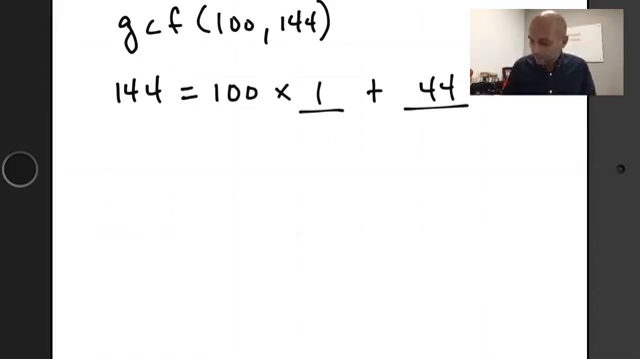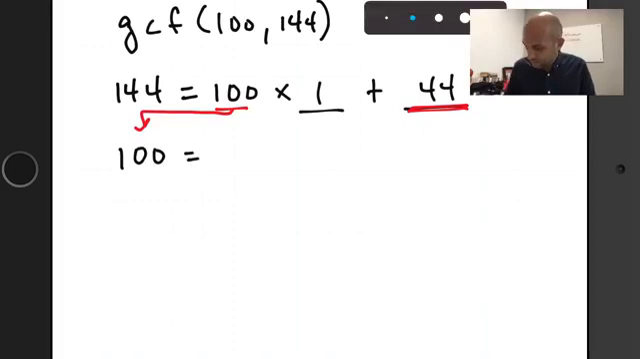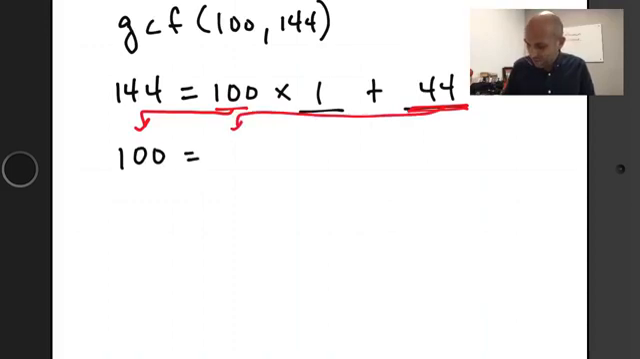Remember in this process that these two numbers are really important as I go through this. So I'm going to kind of line everything up. So 100 equals. This seems weird, but not too bad. And just fill in the blanks. Because remember, I stop doing this when I have a remainder of 0 and I have a plus 0 there.